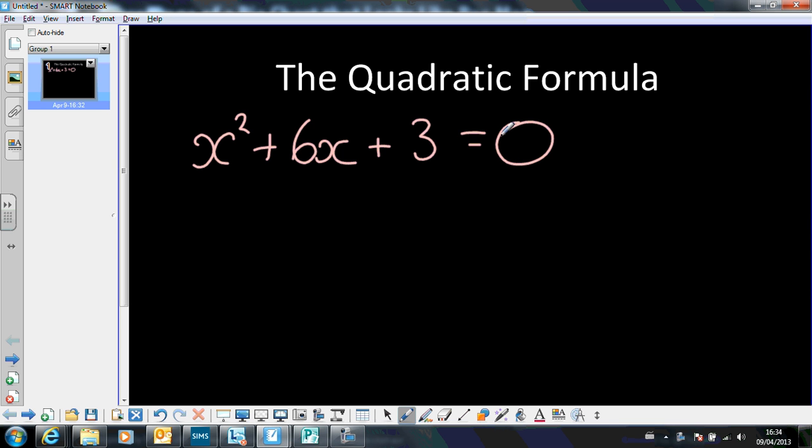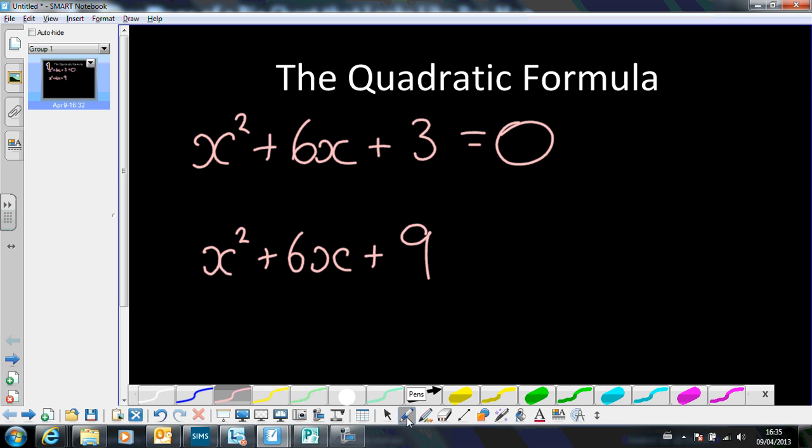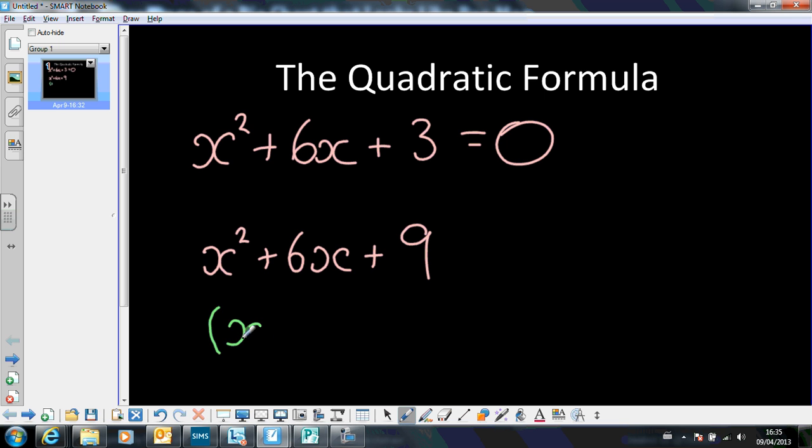Then we're going to come up with a perfect square, x squared plus 6x plus 9. Why is that a perfect square? You remember, that's because that is x plus 3 squared. Those two things are equal, because if you were to multiply that out, I'll just do that quickly over here.